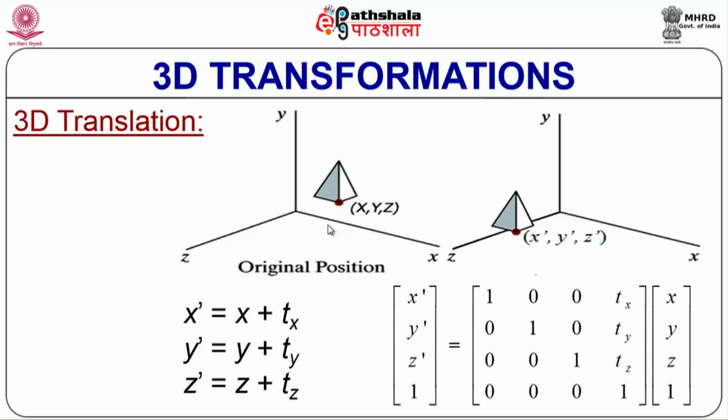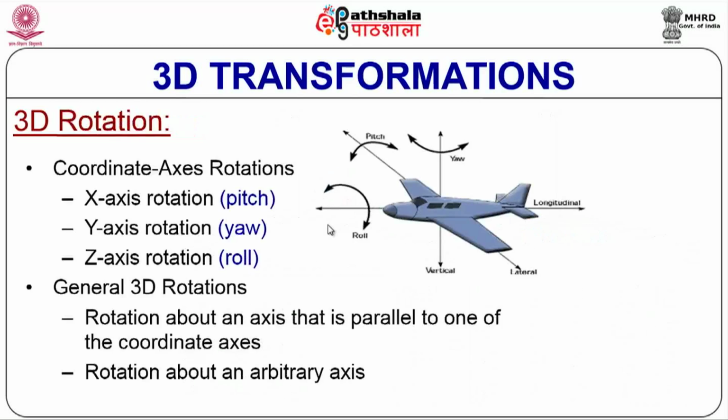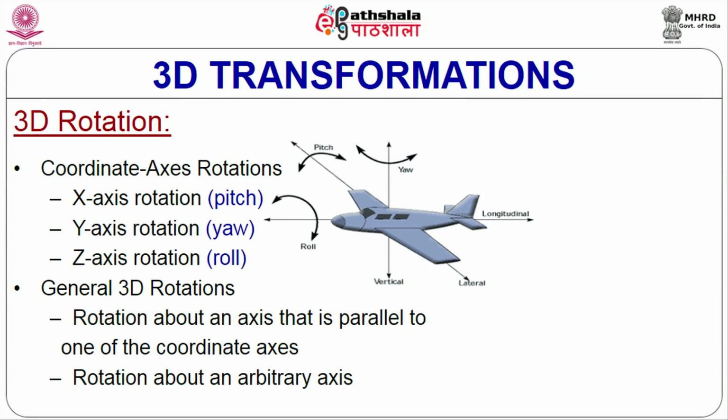So, that is where the matrix you can also easily formulate, as you can see there: x dashed, y dashed, z dashed, 1 is equal to 1 0 0 tx, 0 1 0 ty, 0 0 1 tz, and the last row happens to be 0 0 0 1 for the homogeneous coordinates, multiplied with the initial position x, y, z and 1. So, that is a simple extension of a 2D translation.